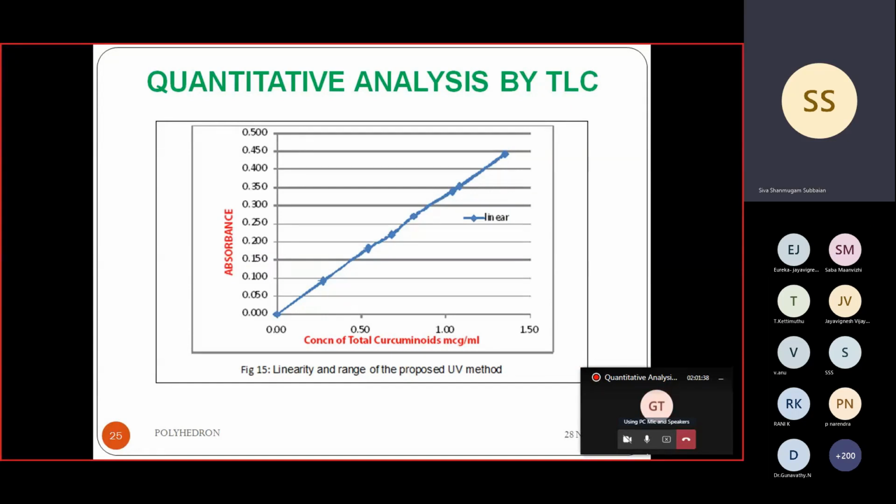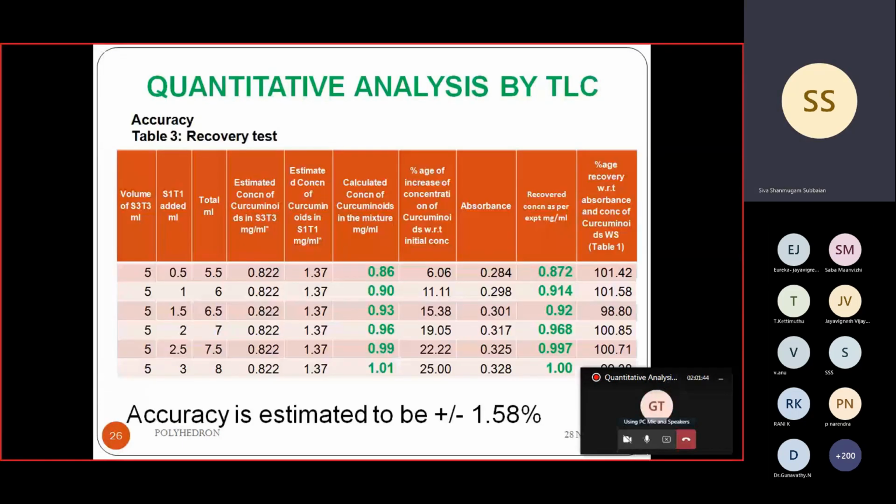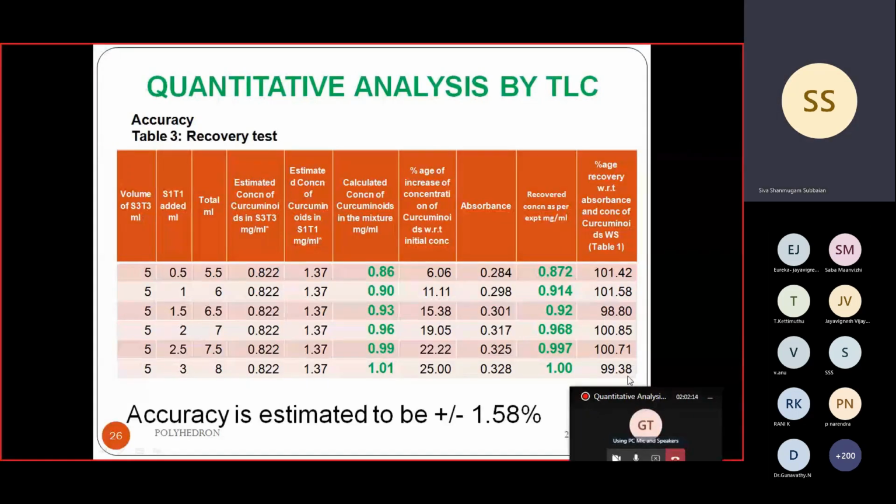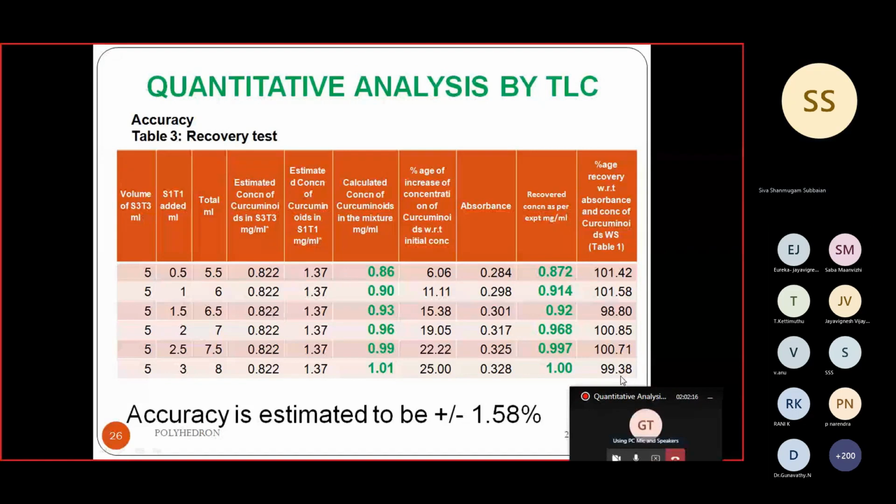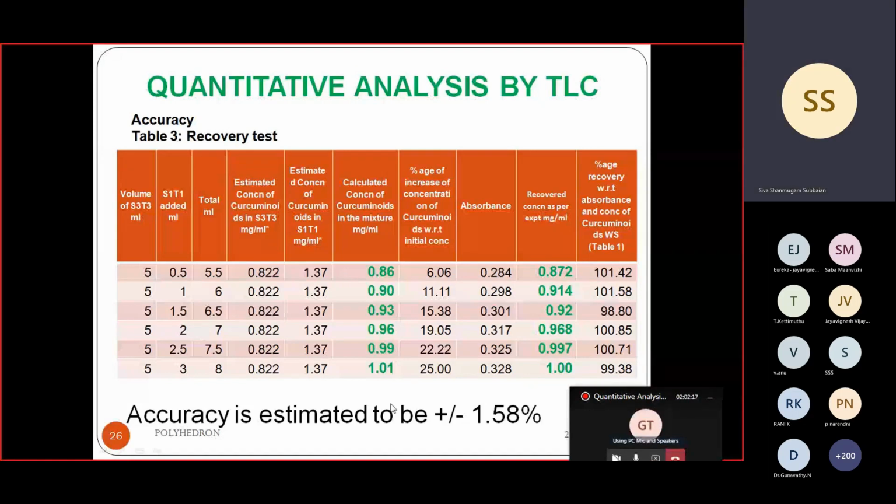Now I'm going to the recovery test. I'm not going to explain how we prepare the different solutions and all. It is a bit tiresome. In the question and answer session, if anybody is particular, I can go for it. Now I'm confining myself only to explaining the results. In the recovery, we conducted 6 different recovery tests. We have got 101.42, 101.58, 98.8, 100.85, 100.71, and 99.38. It's excellent, within the expected result. The error we can see is 1.58%.